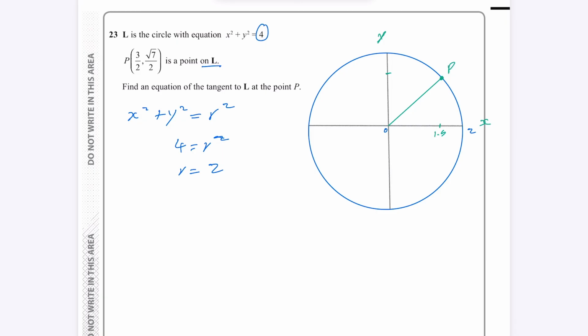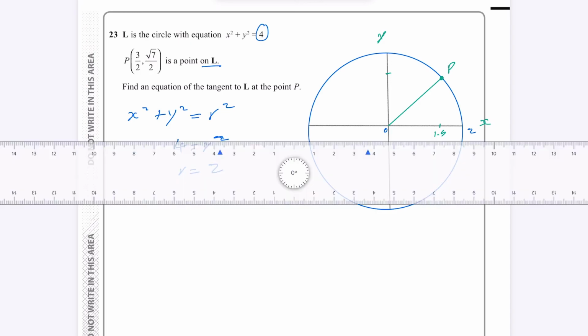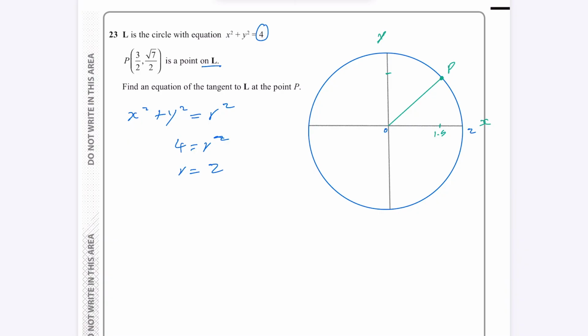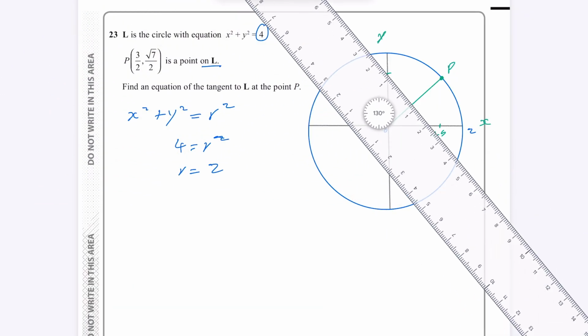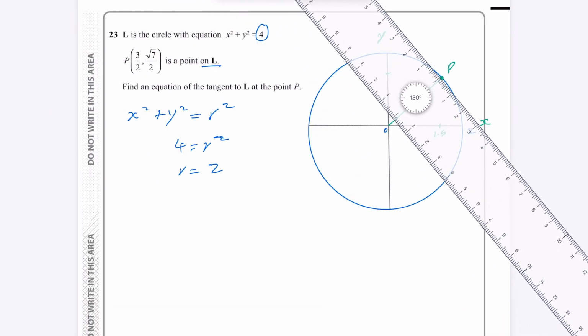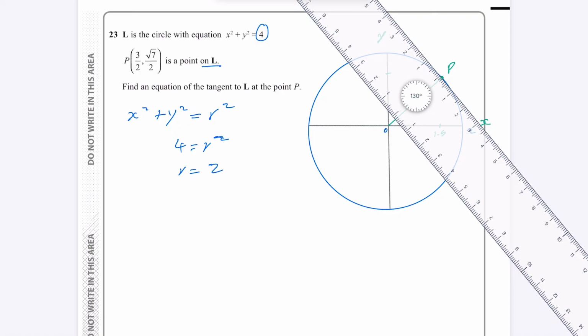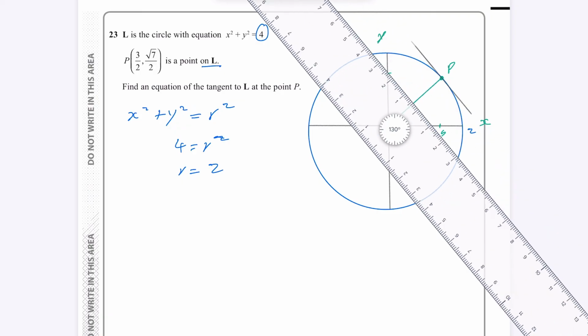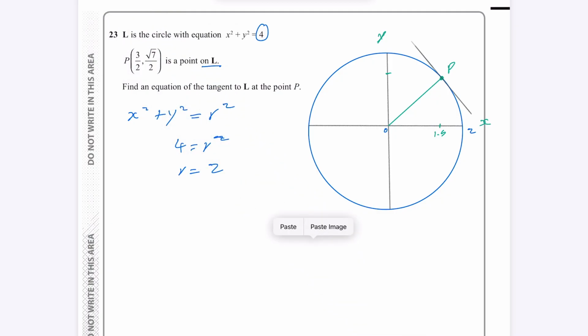So it says find the equation of the tangent to L. Now the tangent is a line that touches the circle at 90 degrees. So that would look something like, again, you can use your ruler for this. If I just get my ruler out, it's going to be at 90 degrees to this. That looks about right. If I use my pencil again, there we go, that's drawn something on for me. So that's at 90 degrees.